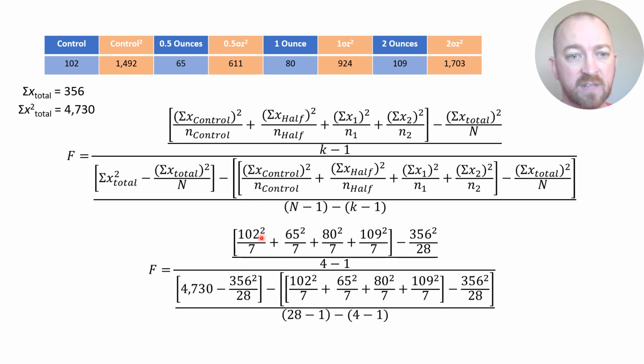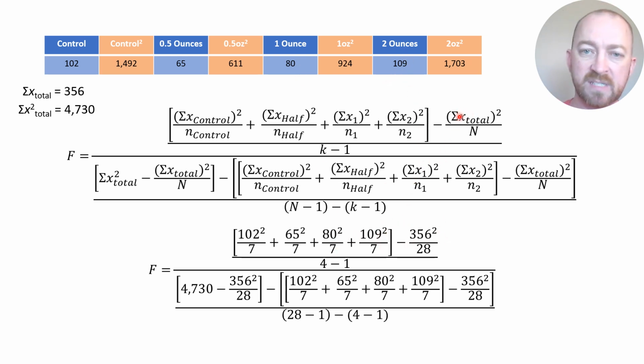That's all that it's asking for. And there were 7 observations per each group. And so each of these denominators down here, the little italicized n's, will be 7. So that's very easy. 65, of course, goes right there because that was the total of the half ounce values. The 80 is the total of the 1 ounce values, which goes there. 109 is the 2 ounce value. So all of that goes right there.